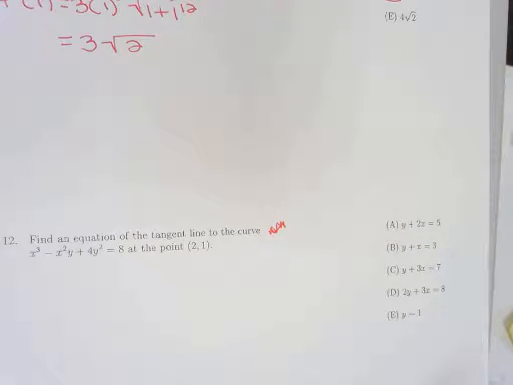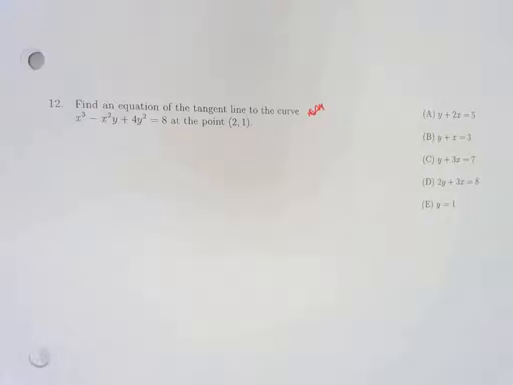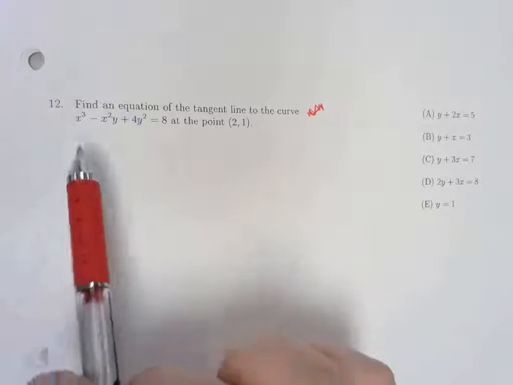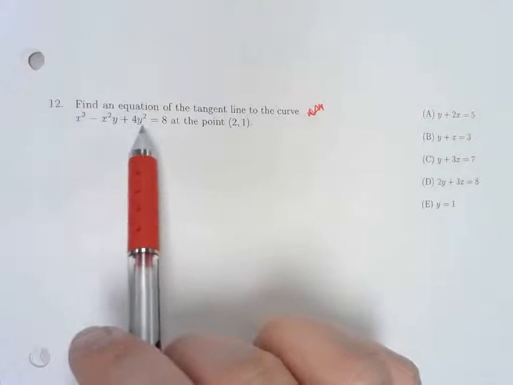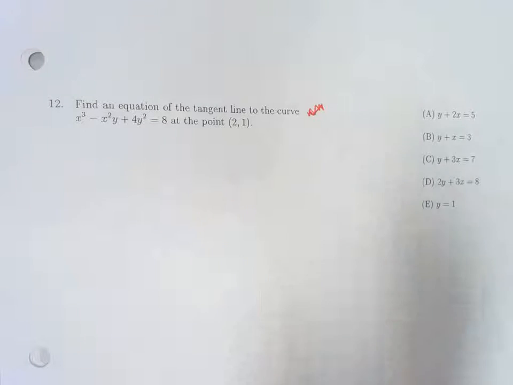12. Find an equation of the tangent line to the curve x cubed minus x squared y plus 4y squared equals 8 at the point (2, 1).